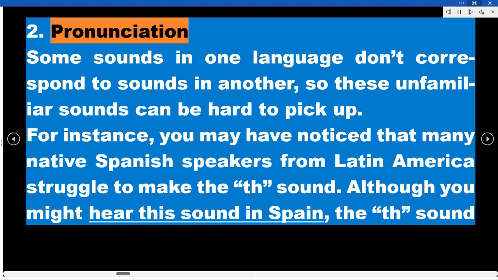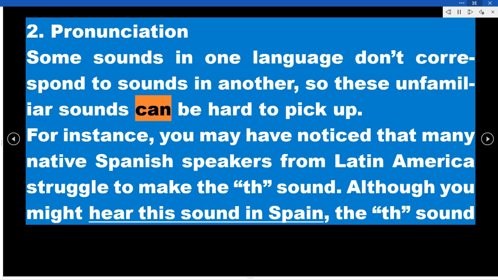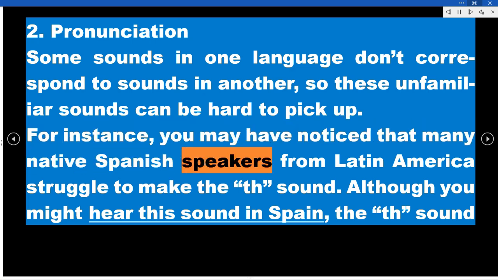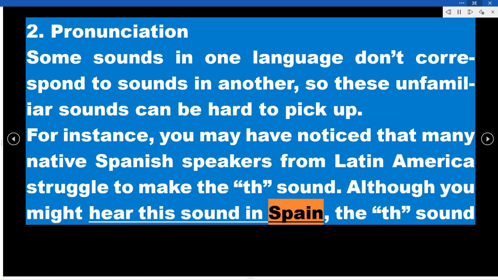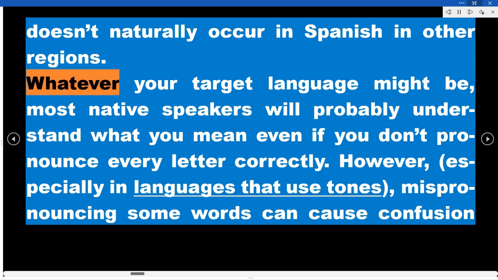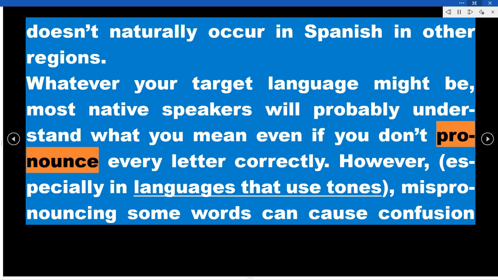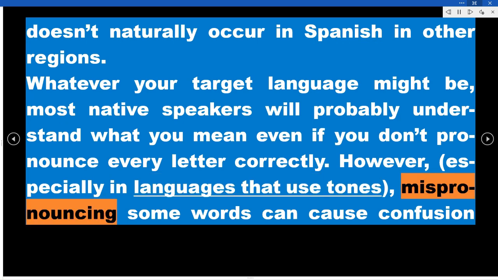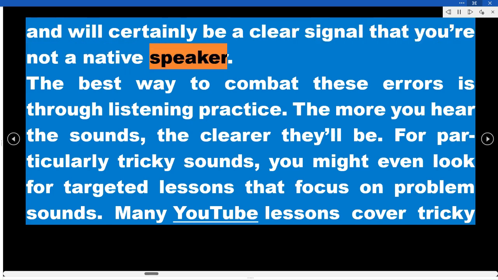2. Pronunciation. Some sounds in one language don't correspond to sounds in another, so these unfamiliar sounds can be hard to pick up. For instance, you may have noticed that many native Spanish speakers from Latin America struggle to make the th sound. Although you might hear this sound in Spain, the th sound doesn't naturally occur in Spanish in other regions. Whatever your target language might be, most native speakers will probably understand what you mean even if you don't pronounce every letter correctly. However, especially in languages that use tones, mispronouncing some words can cause confusion and will certainly be a clear signal that you're not a native speaker.